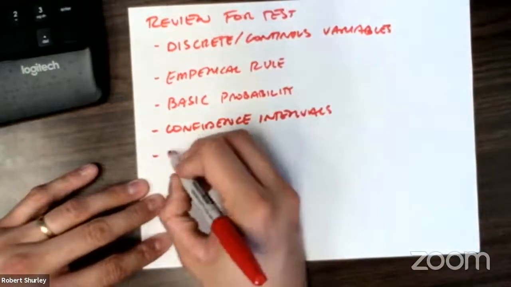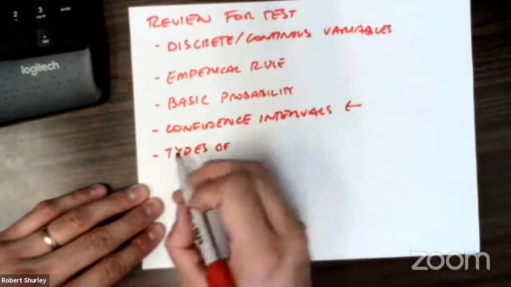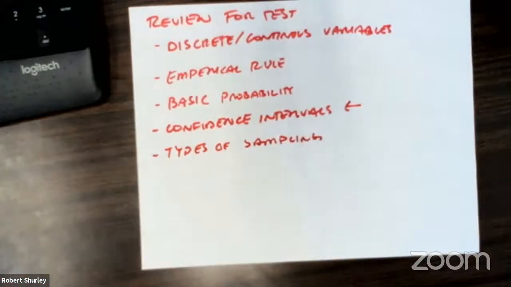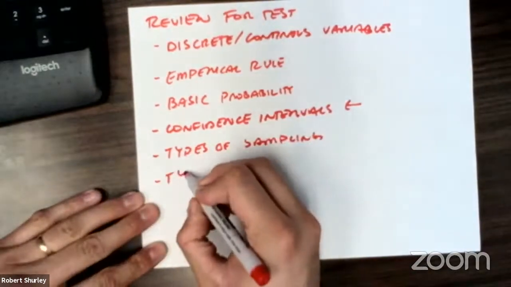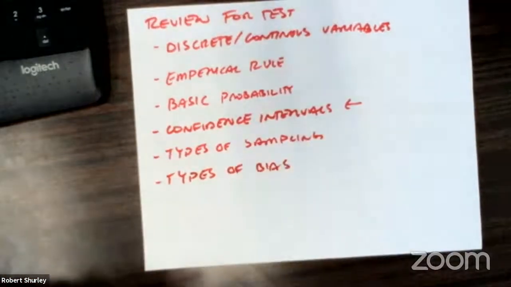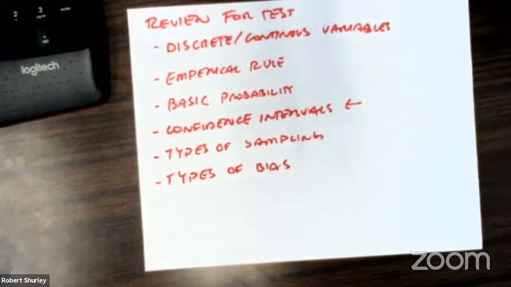The types of sampling. I think this one's kind of out of order when I'm looking at the test, but types of sampling. And understand which one. Remember, we had cluster sampling, simple random sample, stratified sampling, sample of convenience. Understand the differences in those. I think that was test 2. I can't remember off the top of my head. And then the different types of bias. That was on there.